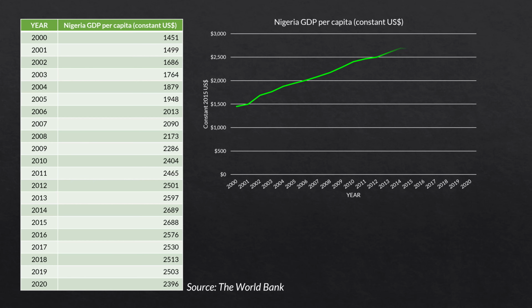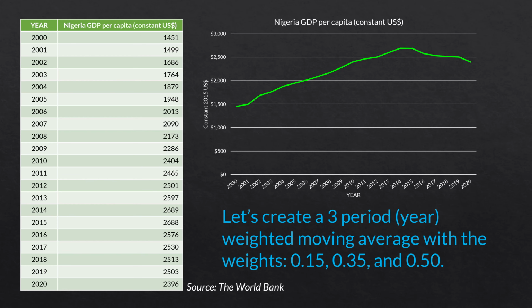And then we graph it. It looks like this. So you can see there's a very strong upward trend from the year 2000 all the way up to the year 2014, 2015, and then it declines slightly or kind of levels out. So let's create a 3-period, in this case year, weighted moving average with the weights of 0.15, 0.35, and 0.50.